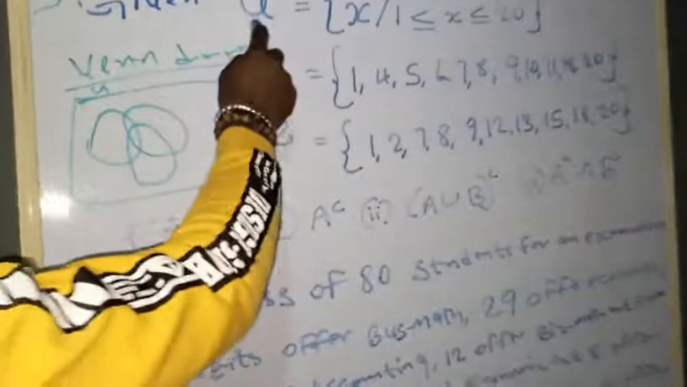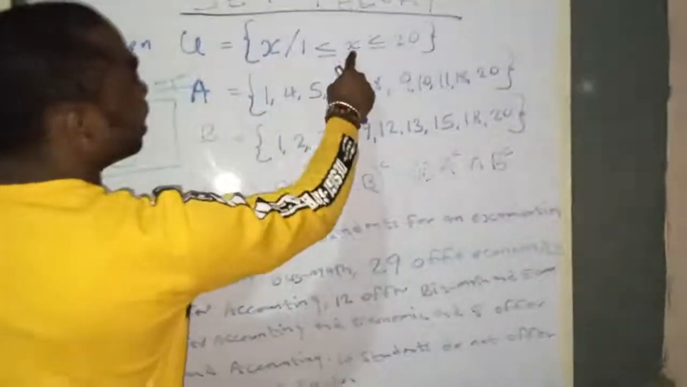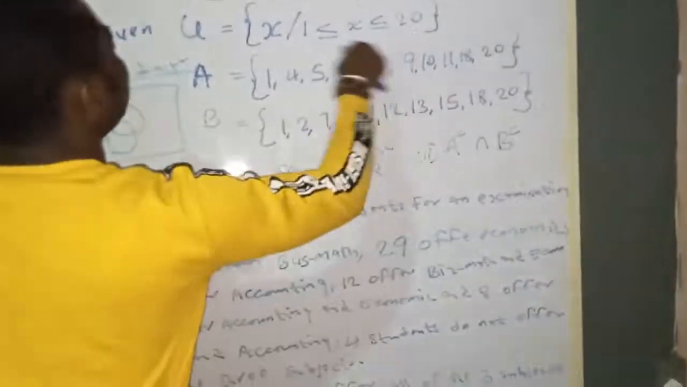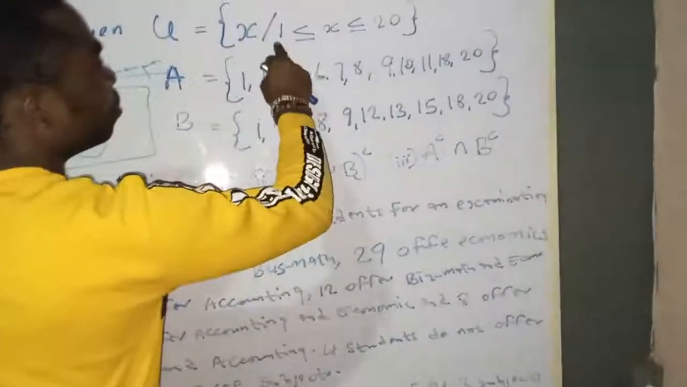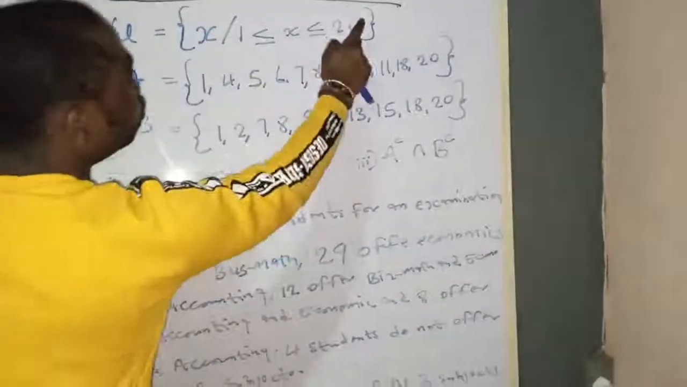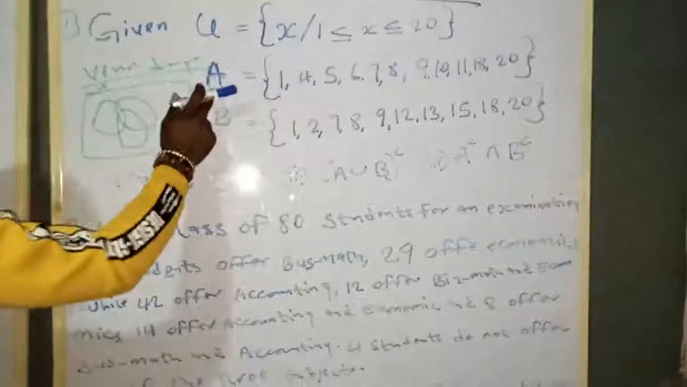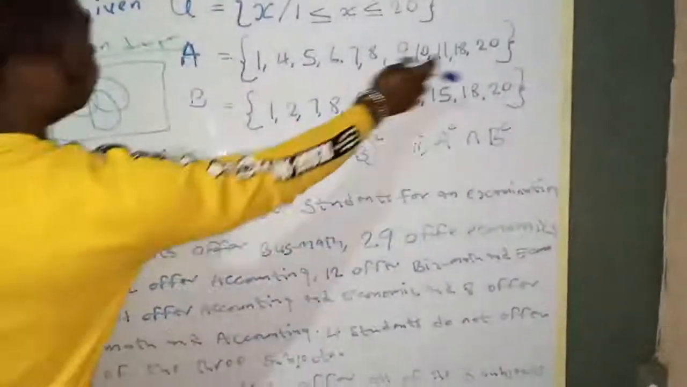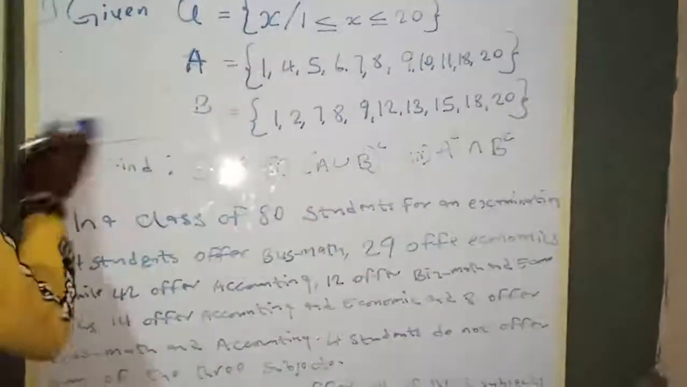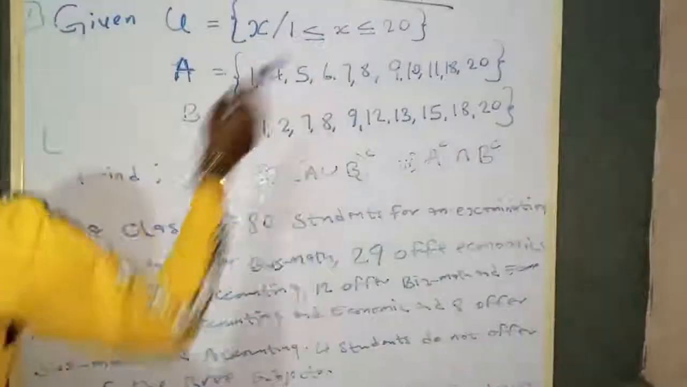The universal set is x such that 1 is less than or equal to x, less than or equal to 20. Whenever you see something like this, know that it means natural numbers 1 to 20. That is what it simply means. Then they give us set A to be this, then set B to be this. Now the first thing is to list out the universal set.